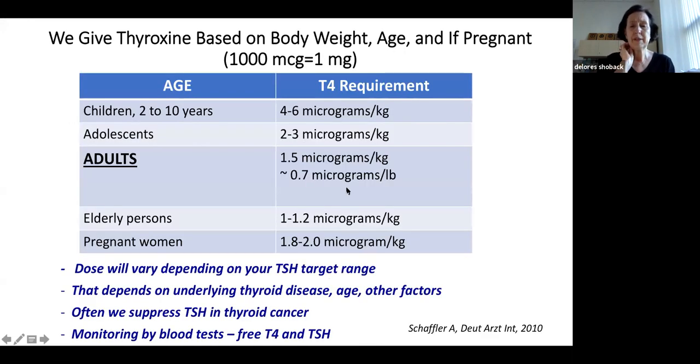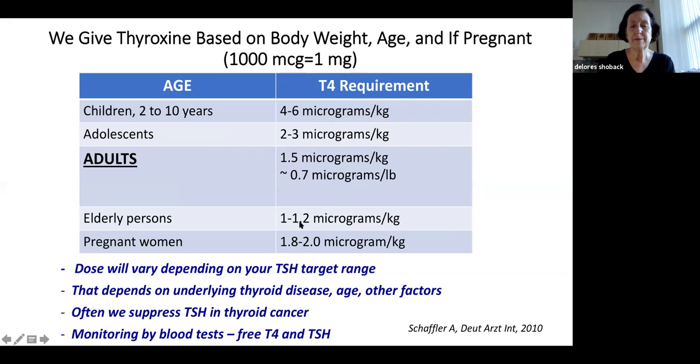Okay. And then sometimes it's a mystery, like how do you come up with the dose? And I just put this table in here so that you know that your doctor can look these tables up. I've given you the reference. Children need more, okay? And we base it on the weight in kilograms. Adolescents need less than children, but still more than adults. And adults, you can see right here, 1.5 micrograms per kilogram, or 0.7 micrograms per pound.